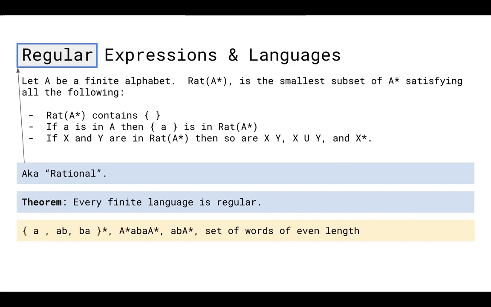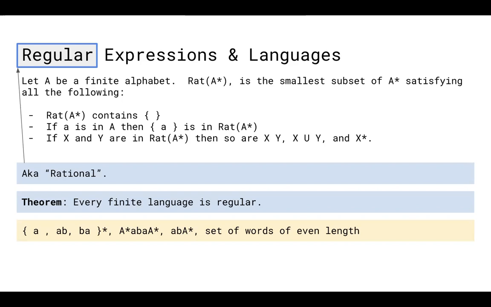Another would be A star, A, B, A star. So that would be all the words that consist of first a prefix from the free monoid over A, and then the characters A, B, A, and then a postfix from the free monoid over A. We could also have A, B, A star, which would be the subset of the free monoid over A, in which every word starts with the prefix A, B. And you can also have the set of words of even length.